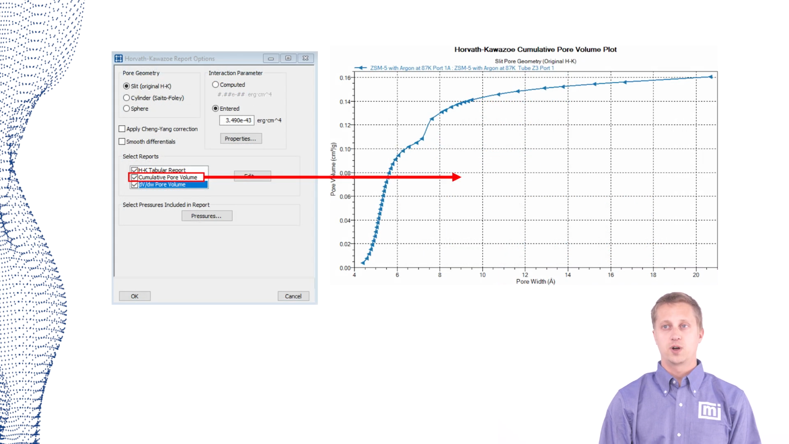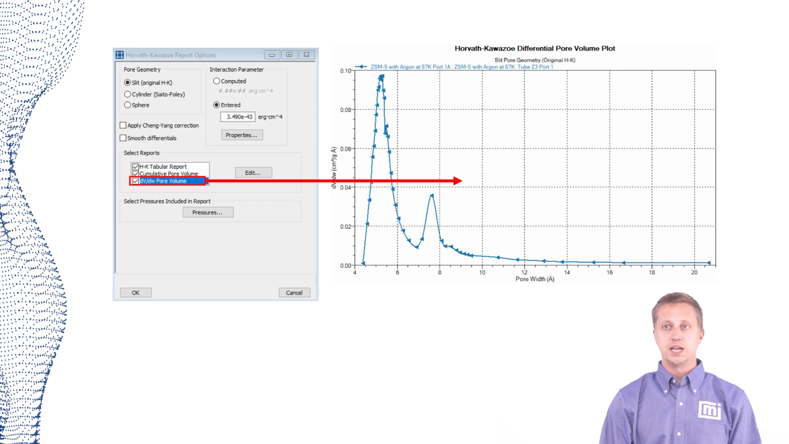The cumulative pore volume report shows the contribution of pores of that size or smaller to the overall pore volume. In this material, we can see that there is a sharp uptick around 5 angstroms and then a smaller one around 7.5. And then above 10 angstroms, there's a very small contribution of those pore sizes to the total pore volume in our material.